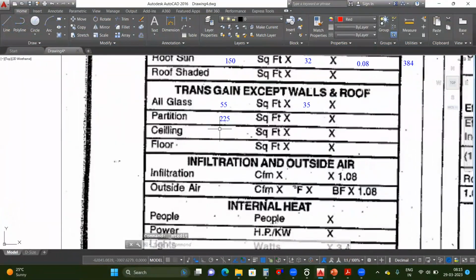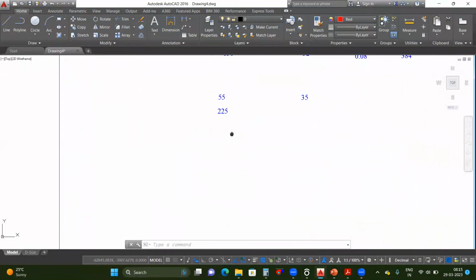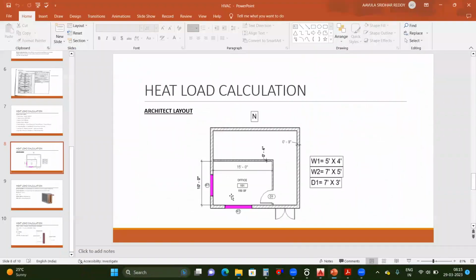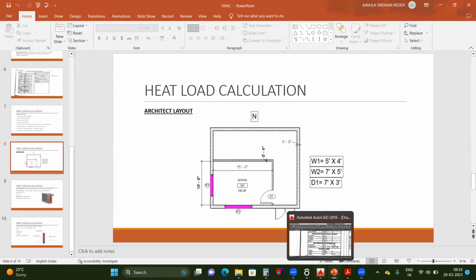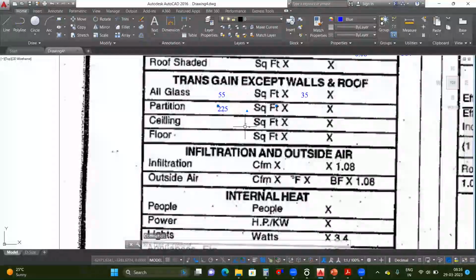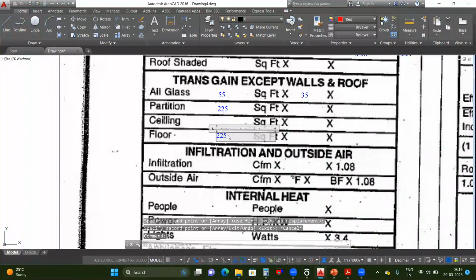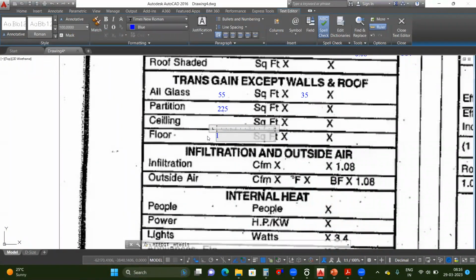Next one is ceiling. We don't have a ceiling in this place. So now we will go to the floor value. How many square feet is the floor? We already know that 15 multiplied by 10, we will get a 150 square feet floor. So this is a 150 value.